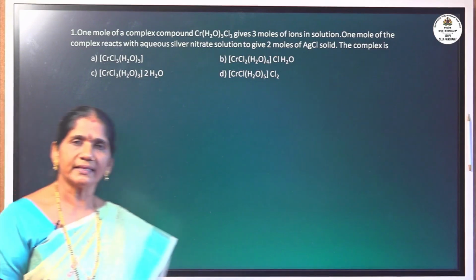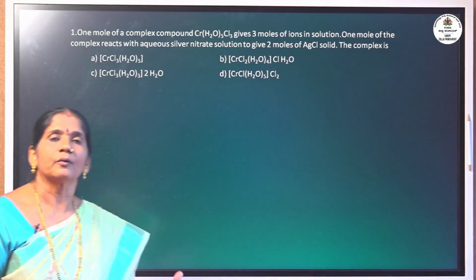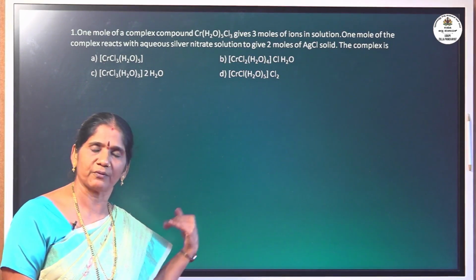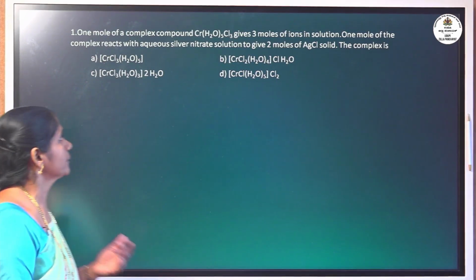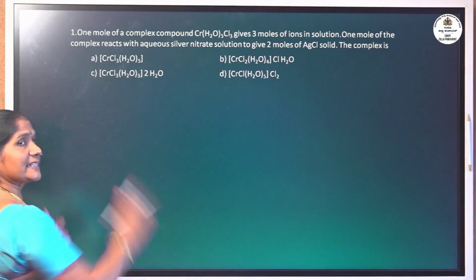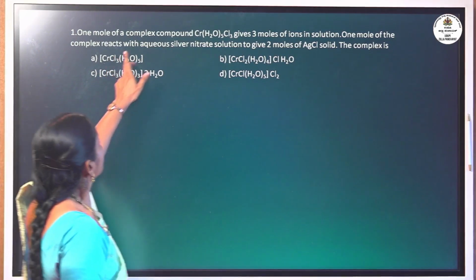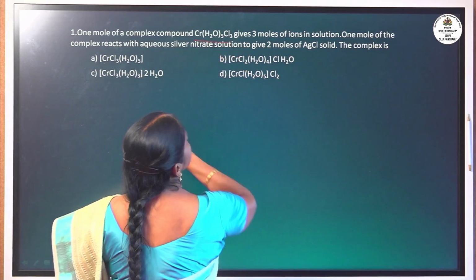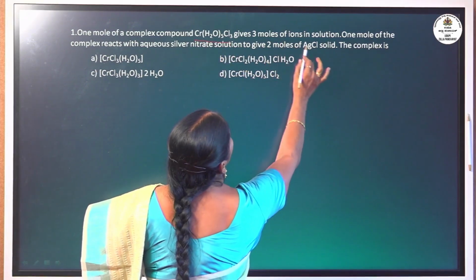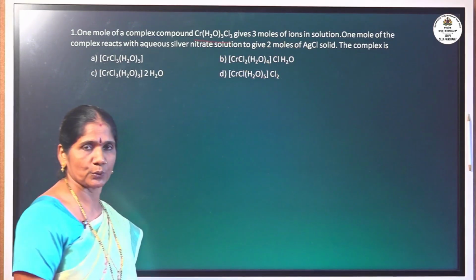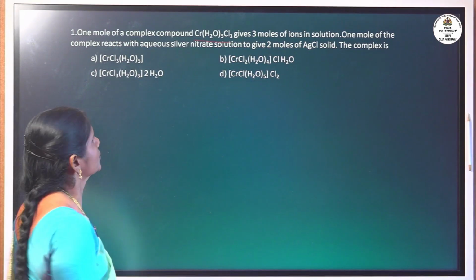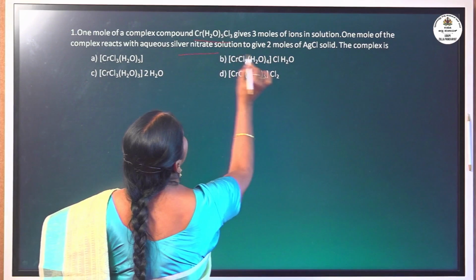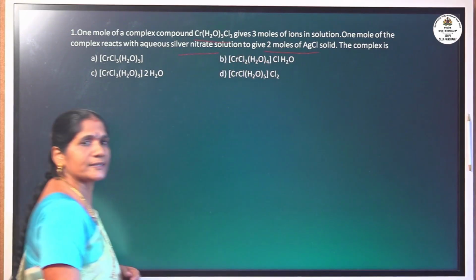Okay, with this synopsis, let us get into solving some of the questions which have normally appeared in previous years' CET and NEET. Now we will see the first question. 1 mole of a complex compound CrH2OCl3 gives 3 moles of ions in solution, and 1 mole of the complex reacts with silver nitrate to give 2 moles of AgCl.